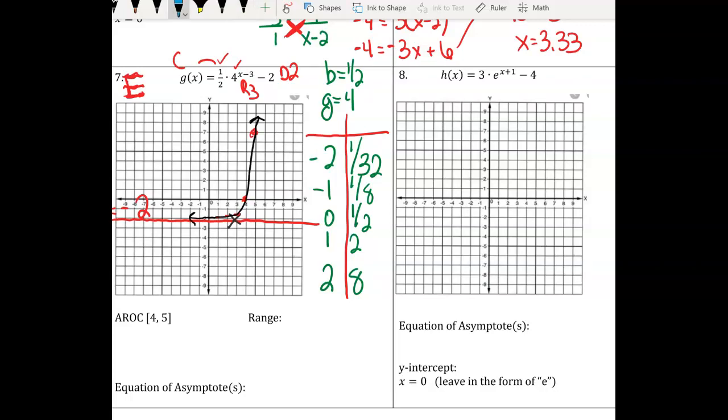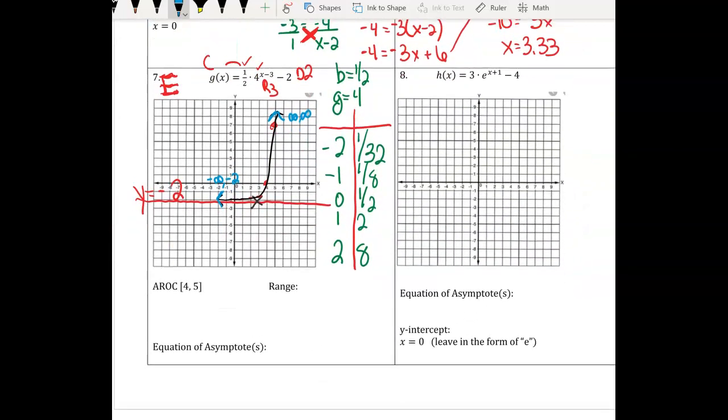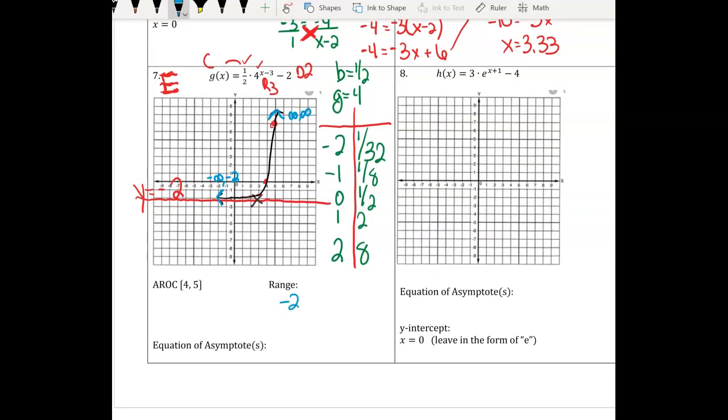As far as arrows go, this one is infinity, infinity. And this arrow is negative infinity, and then my y flies by a number of -2. All right, let's start with range. Small y, big Y. My asymptotes are y equals -2, that's it.